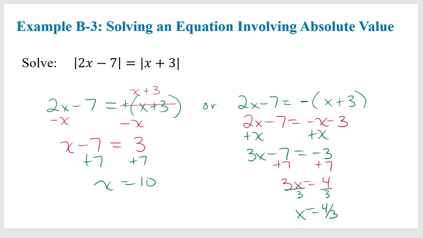And then I would check that to make sure it works because I'm a good student. So both of them work when I check them. So that's my answer, 4/3, comma, 10. I have two solutions. It could happen that maybe one of them doesn't work and one does. That's always a possibility. It doesn't happen very often, but it is possible. So just make sure that you're keeping track of all the details and checking your work as you go.